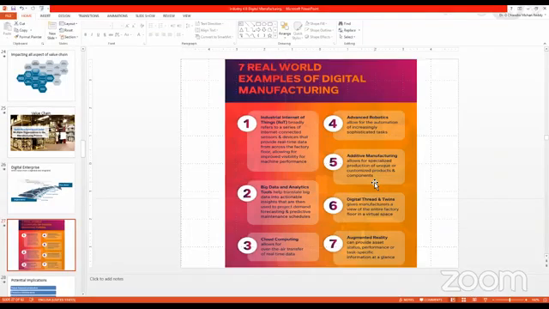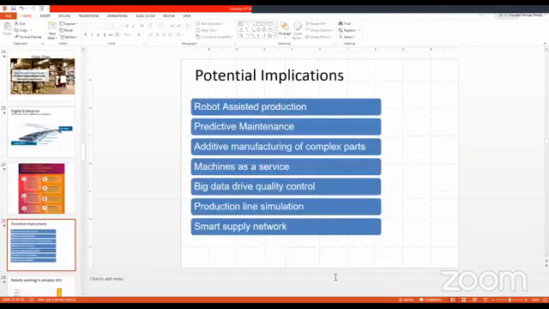Augmented reality, AR, can provide asset status, performance, or task specific information at a glance. Potential implications of this are robot assisted production, predictive maintenance, additive manufacturing of complex parts, machines as a service, big data driven quality control, production line simulation, and smart supply network.